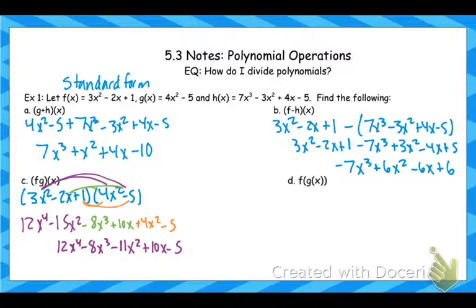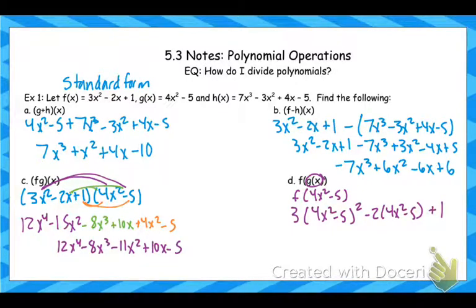All right, the last one, again, this is really just a review of the notation. F of g of x is how I read that. That's a composition question. That means the g of x function is going to replace every x in the f of x function. So if I want, I could actually rewrite this as f of 4x squared minus 5. So in the f of x function, I'm replacing x with 4x squared minus 5. That's the g of x function. And then from here, I'm just doing the operations.